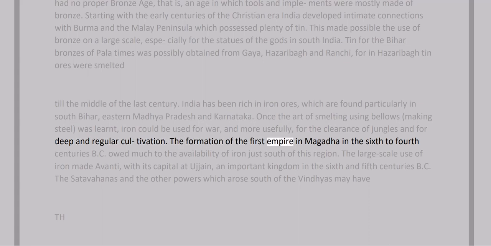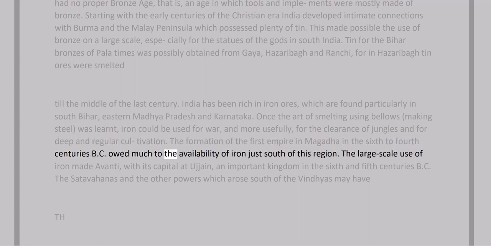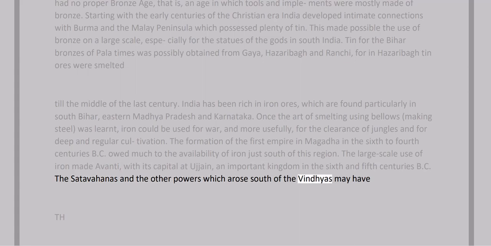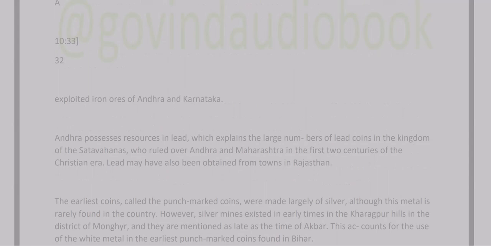The formation of the first empire in Magadha in the 6th to 4th centuries BC owed much to the availability of iron just south of this region. The large-scale use of iron made Avanti, with its capital at Ujjain, an important kingdom in the 6th and 5th centuries BC. The Satavahanas and the other powers, which arose south of the Vindhyas, may have exploited iron ores of Andhra and Karnataka.